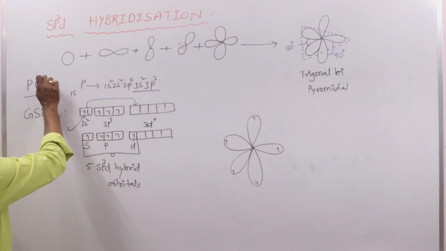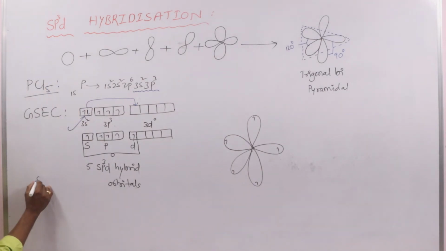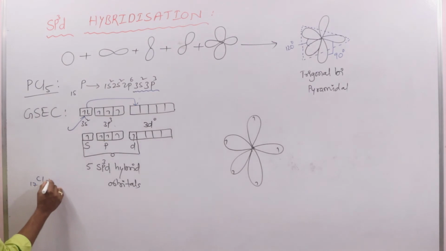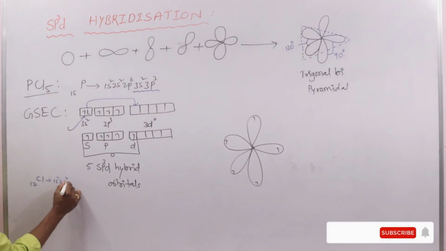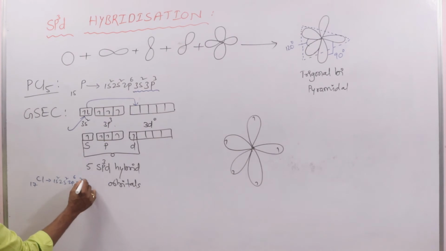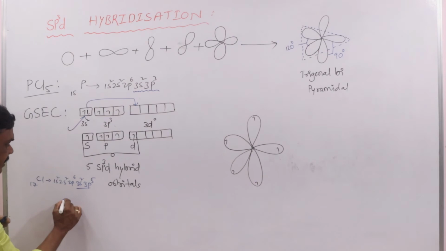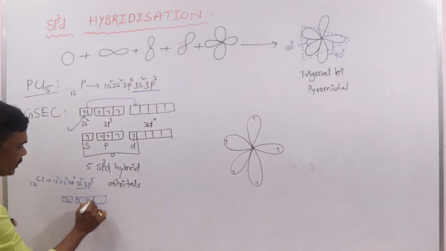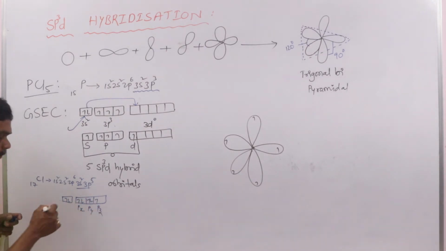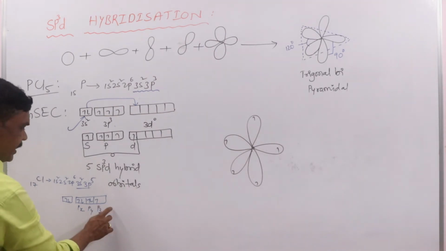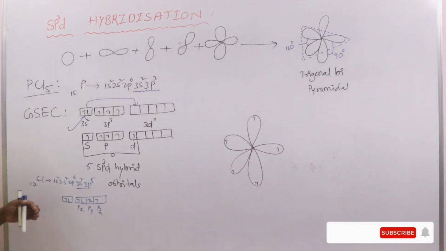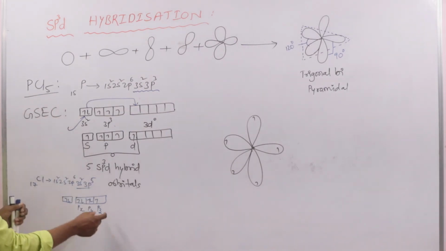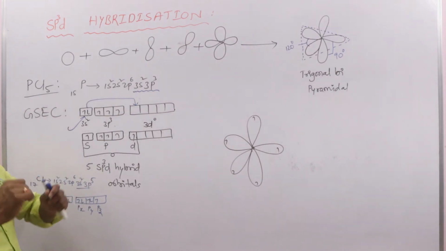The second element is chlorine. You know that chlorine has atomic number 17, electronic configuration 1s2, 2s2, 2p6, 3s2, 3p5. This is the outermost electronic configuration. This is px, py, pz. Which orbital has the unpaired electron? The pz orbital. So in total, we have 5 chlorines, so we will get 5 pz orbitals.